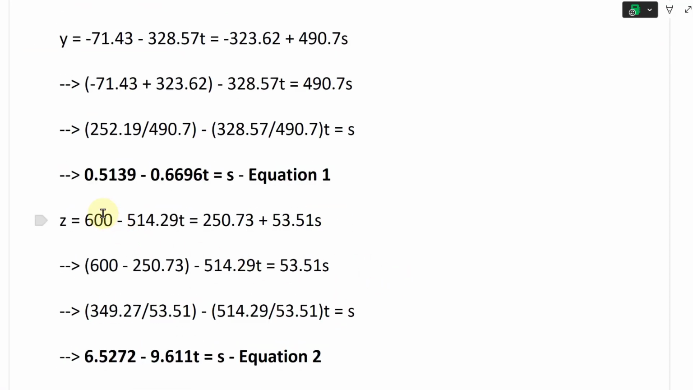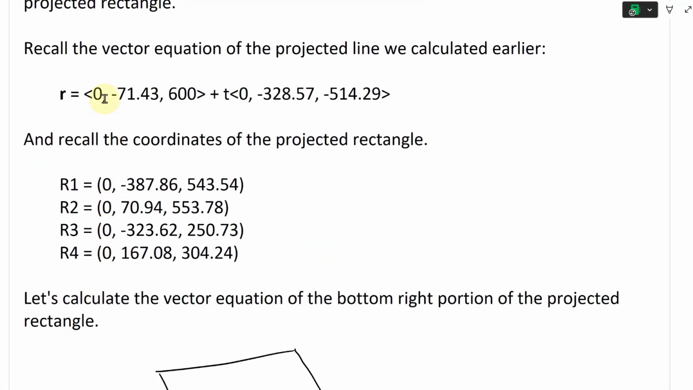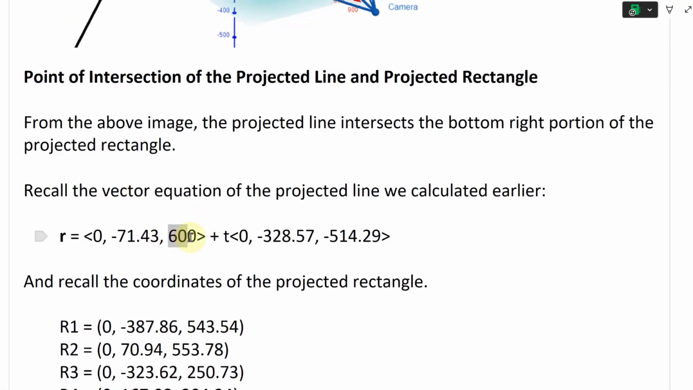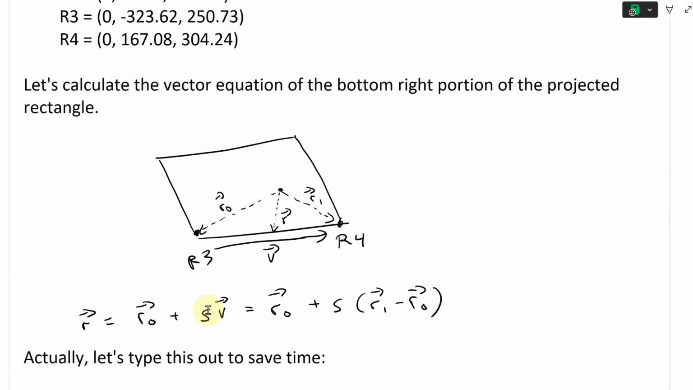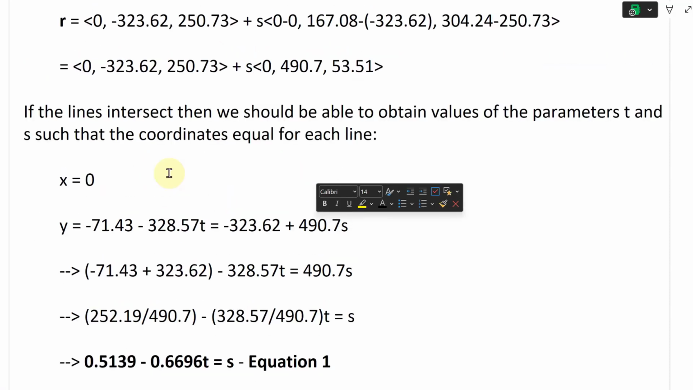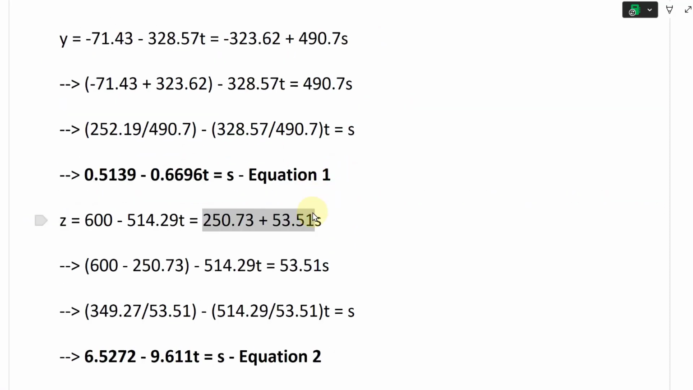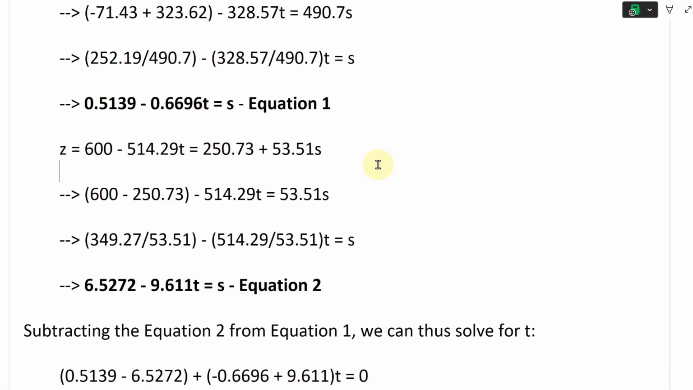Then we can do the same thing for the z. We'll have two equations, and then we can cancel out the s, and so on. So the second equation: we're going to have 600, that's the line right here, 600 for the z, and then minus 514.29 times t. So 600 minus 514.29t has to equal the right side of this, which is the rectangle: 250.73 plus s times 53.51. All right, and then basically doing the same thing, we're going to take this 250 and move it over to this side.